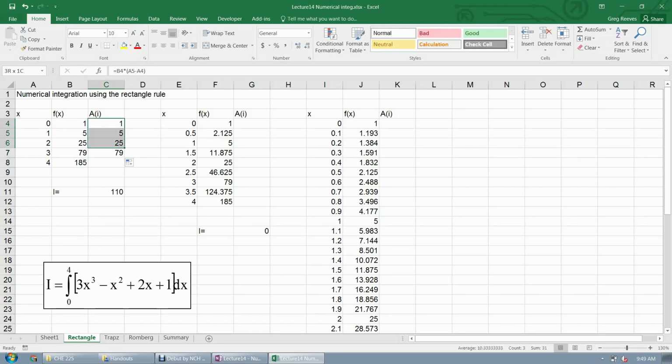Now I drag it down and I don't actually include the final point, because the final point doesn't exist, right? This would be like taking another subinterval after the final point. So we don't have that area. So the first integral approximation is the sum of each one of those sub-areas, and we get 110. It turns out this is not a very good approximation, but we'll get to that.